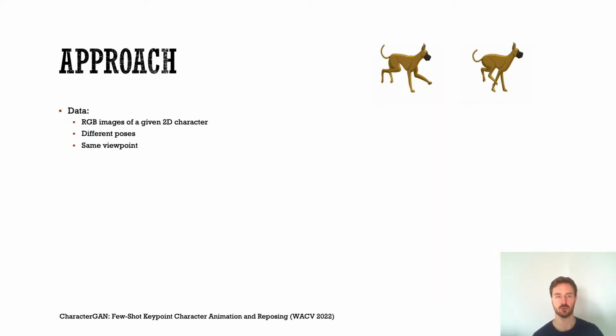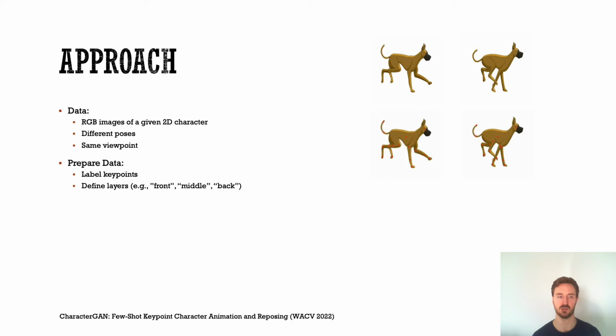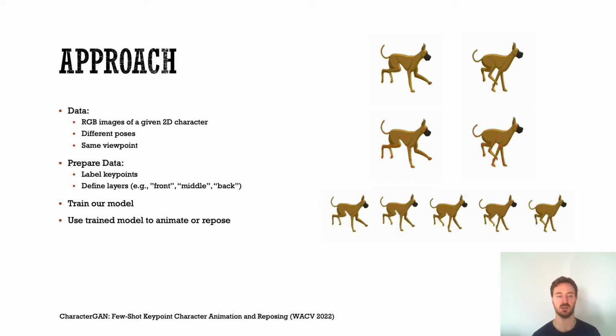So what does our approach look like? Simplified, we start with a couple of 2D images showing the character in different poses, and then we label those images with key points and layers. In our case, we always use front, middle and back as the different layers. Based on this, we then train our model, and we will go into more detail on the next slides. And once we have our model trained, we can use it for animation or reposing based on the key points that we have defined.